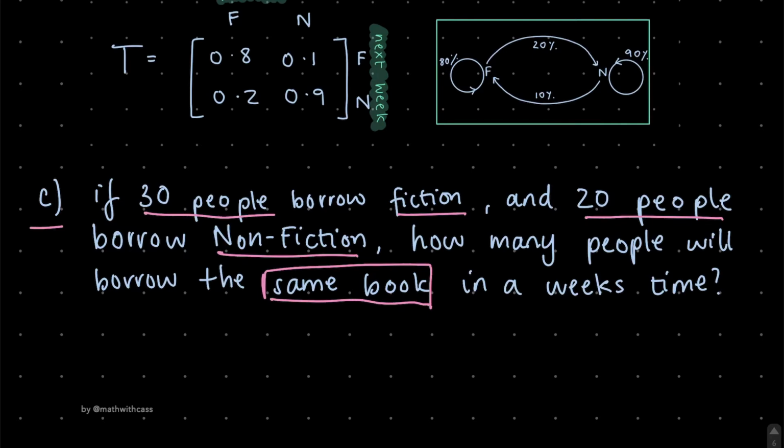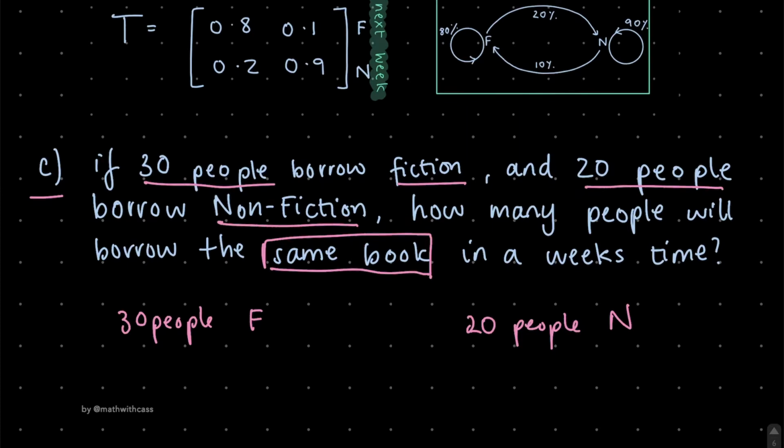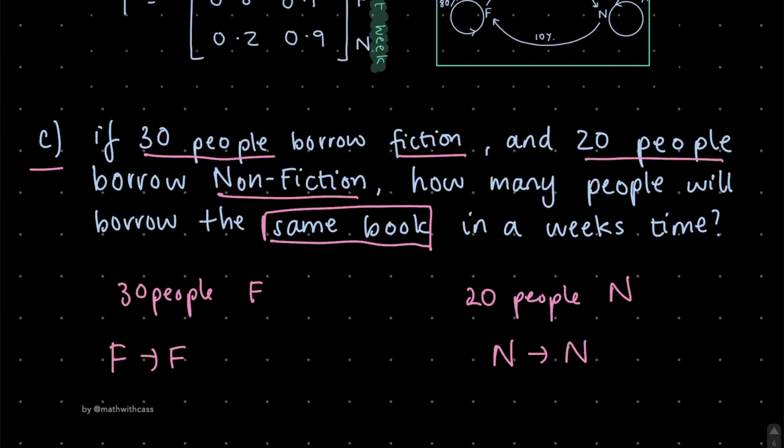So the first one is saying 30 people borrow fiction and 20 people borrow non-fiction. And what the question is asking is how many people will borrow the same book in a week's time? So that's what we're saying: how many people will go from fiction to fiction and how many will go from non-fiction to non-fiction. Alright, so let's have a look at the elements that we need.